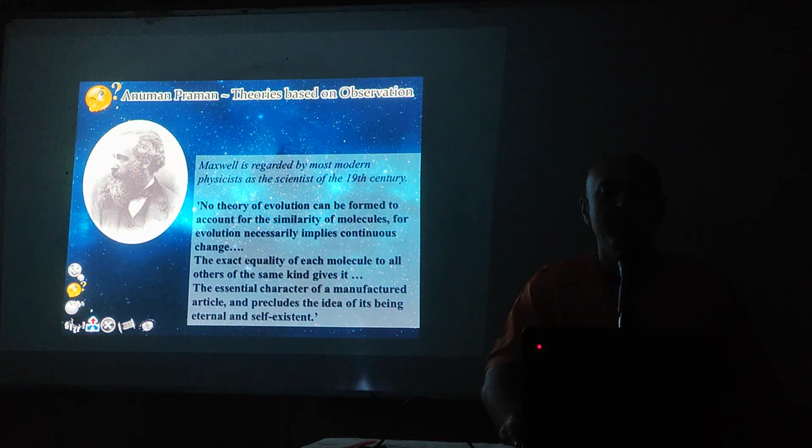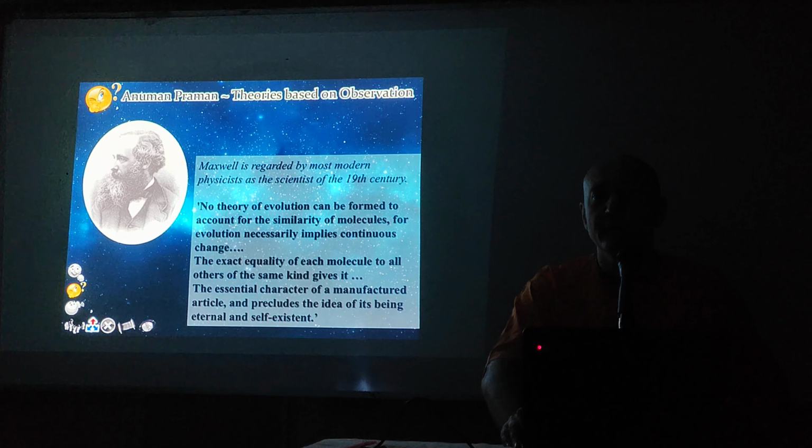Maxwell said, no theory of evolution can be formed to account for the similarity of molecules, for evolution necessarily implies continuous change. The exact quality of each molecule, told of others of the same kind, gives it the essential character of a manufactured article, that precludes the idea of its being eternal and self-existent. So you can't talk about evolution if it's not a constant change. That means nowadays monkeys should be turning and the bears should be turning and everybody should be turning into something else. Where is it? We're not detecting any of that.